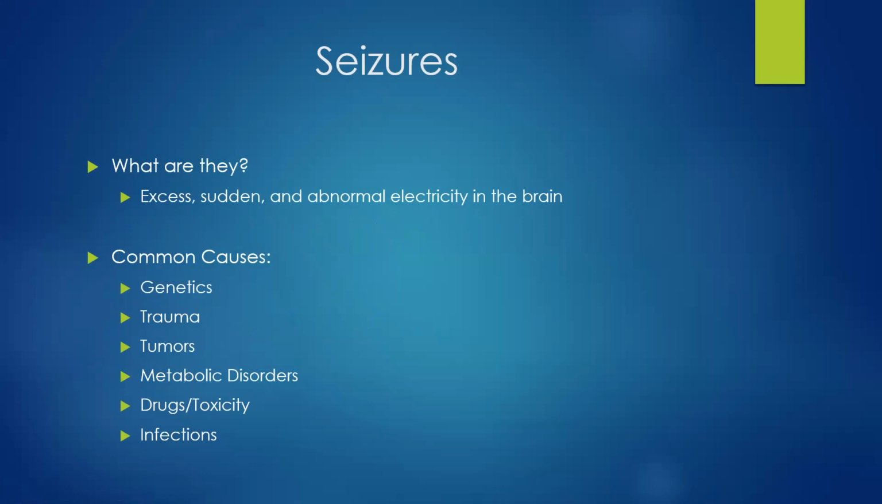They're actually an excess, sudden, and abnormal electricity of the brain. It's kind of like an overstimulation that just happens. Oftentimes people get seizures and epilepsy confused, and they are not the same thing. Epilepsy is a disorder that's diagnosed where there are continued issues with seizures.